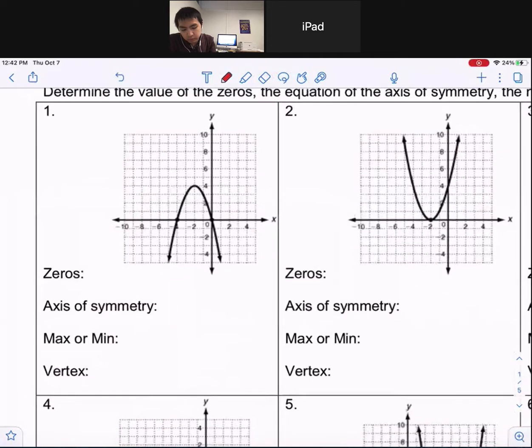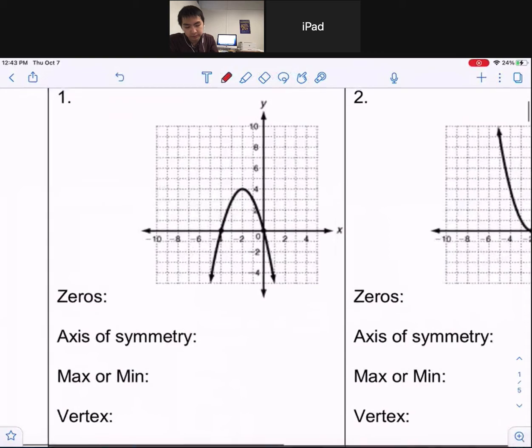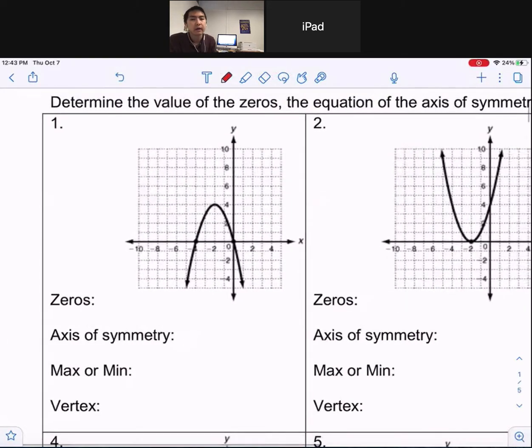I'm gonna go over number 1. So you guys have to find your zeros, axis of symmetry, max or min, and your vertex. For 1 through 9, you don't have to do any calculations. All you have to do is use your analysis skills to find each characteristic. For the zeros, the x-intercepts, where does the graph cross the x-axis? Right here and right there: -4, 0 and 0, 0.